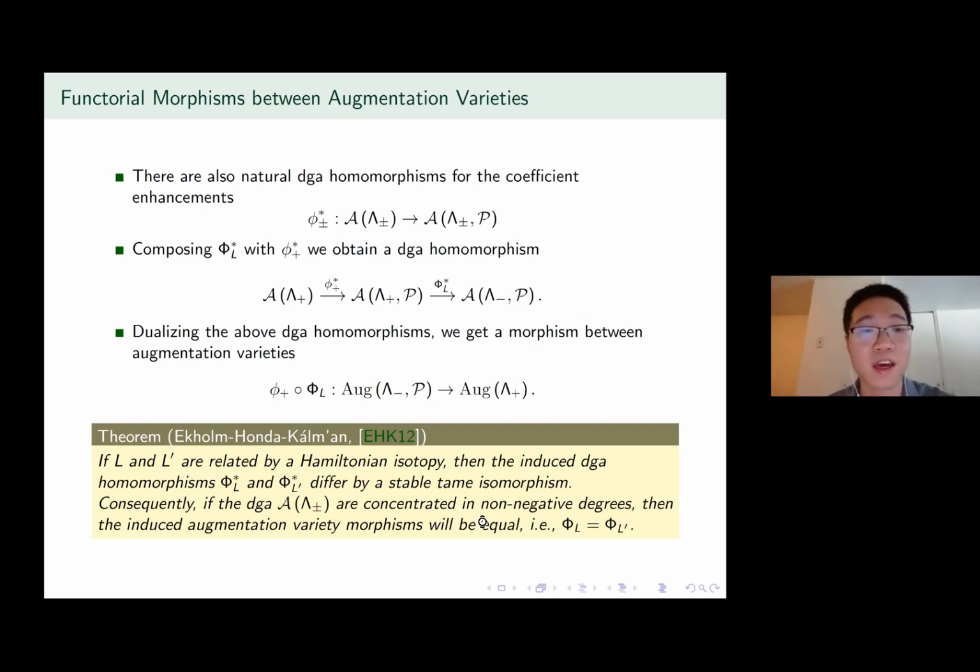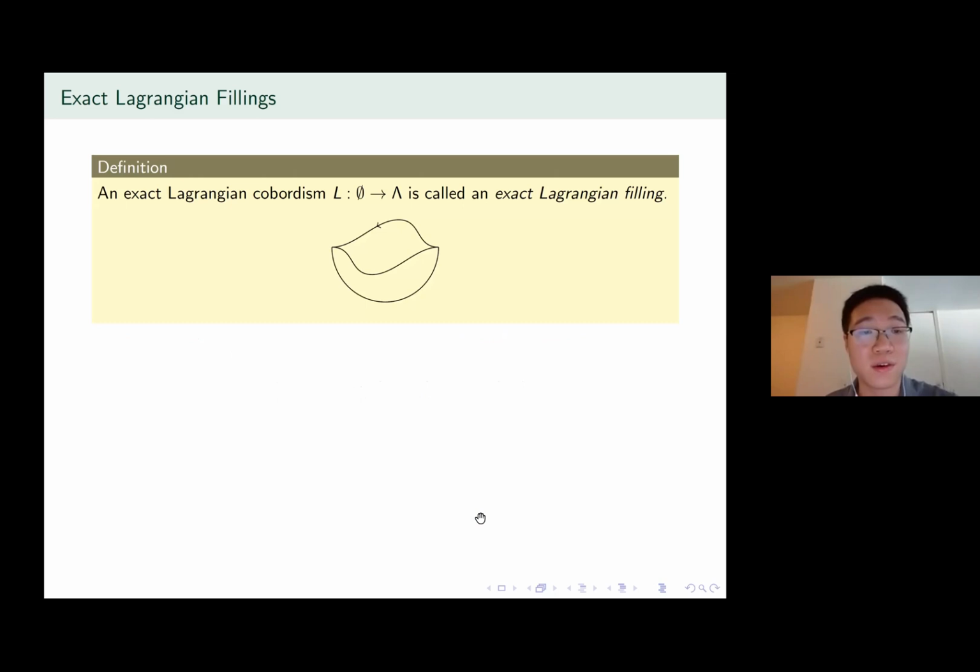characteristic 0. Next, let's talk about fillings. A cobordism goes from bottom up, and the bottom is empty. So a cobordism from the empty set to a link is called an exact Lagrangian filling of the link. You can see it fills it up, so it turns it into a surface.